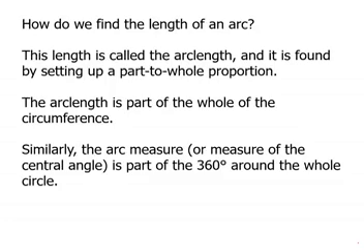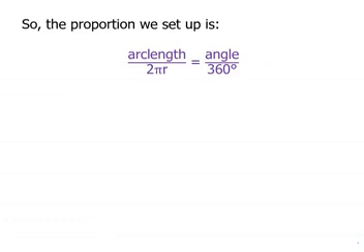The other part is going to be the arc measure, or the measure of the central angle, and that's part of 360 degrees, which is all the way around the circle. So it's going to be arc measure over 360 degrees. And so writing this out, we get this, and of course we've just subbed in the formula for the circumference of a circle, 2 pi r.